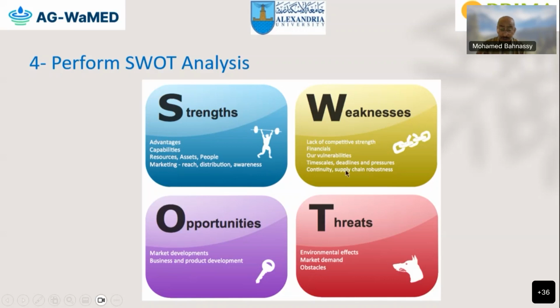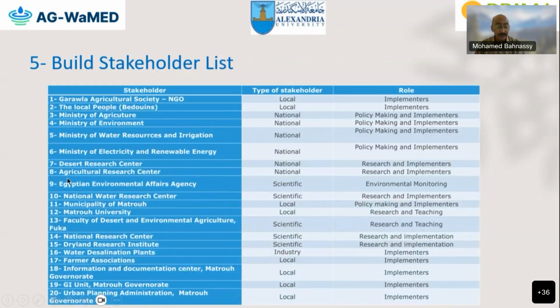What are the weaknesses present in the living lab? What are the opportunities that we expect to achieve? And what are the threats that hinder the implementation of the living lab? The next step is to build the stakeholder list. And these are some of the stakeholders that are present in the living lab area.